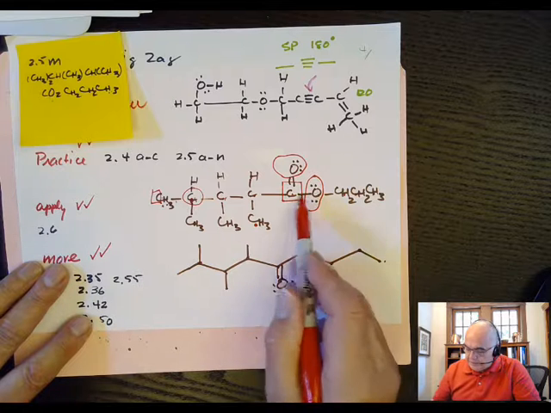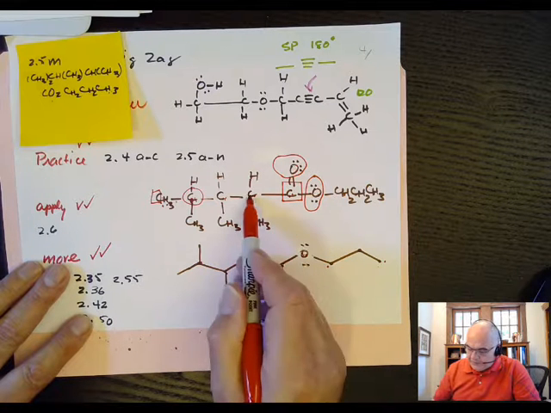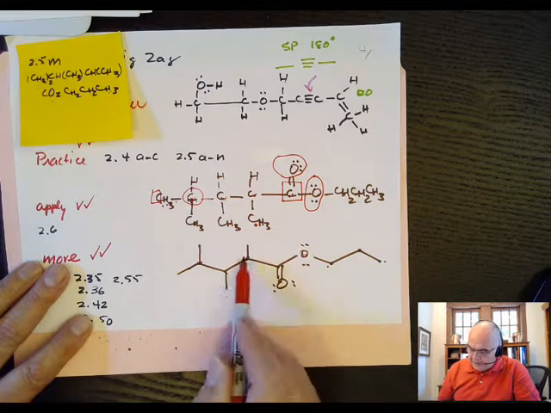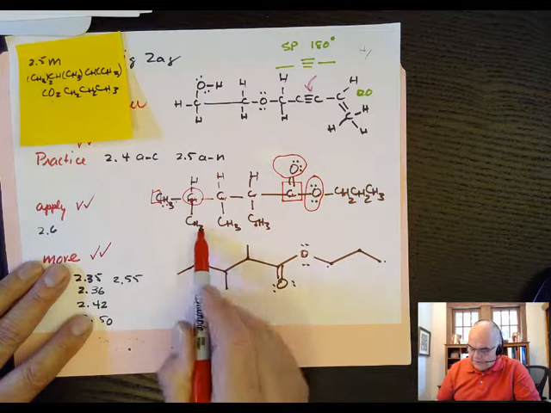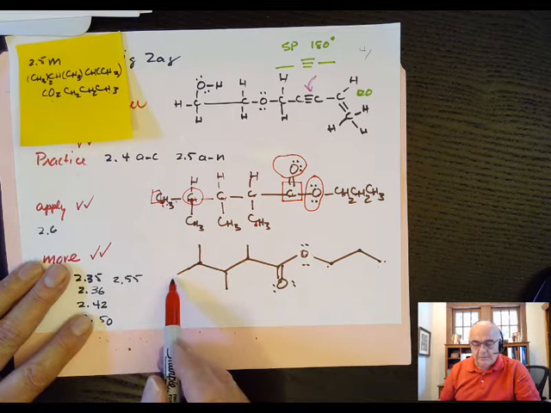That O is attached to a carbon. That carbon has C double bond O. Then we have a carbon, carbon, carbon, carbon, carbon. Each carbon has a methyl group, and the methyl group here is the end. So this would be the zigzag structure for this compound.